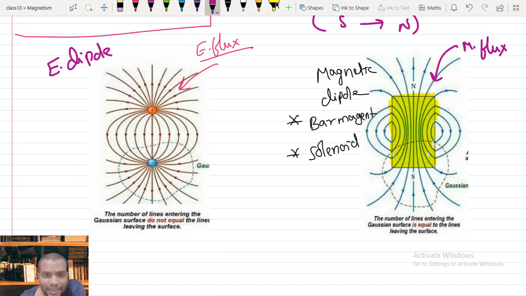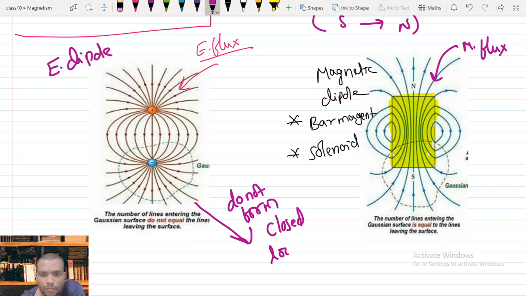The very important difference here: in electrostatics, the electric field lines do not form closed loops. But when it comes to magnetic dipole, they do form closed loops.